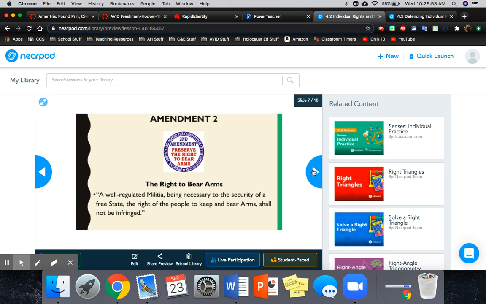Amendment 2, the right to bear arms. This is the actual wording in the Bill of Rights. A well-regulated militia being necessary to the security of a free state, the right of the people to keep and bear arms shall not be infringed. So the well-regulated militia part often gets left out nowadays. People tend to forget about that because they're just focused on the right to bear arms part.